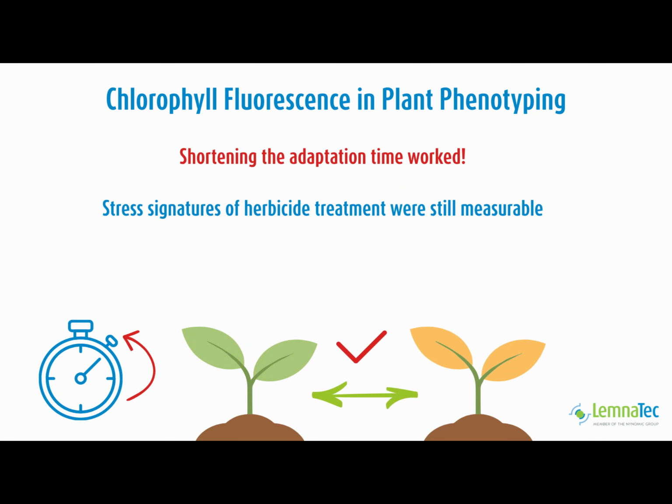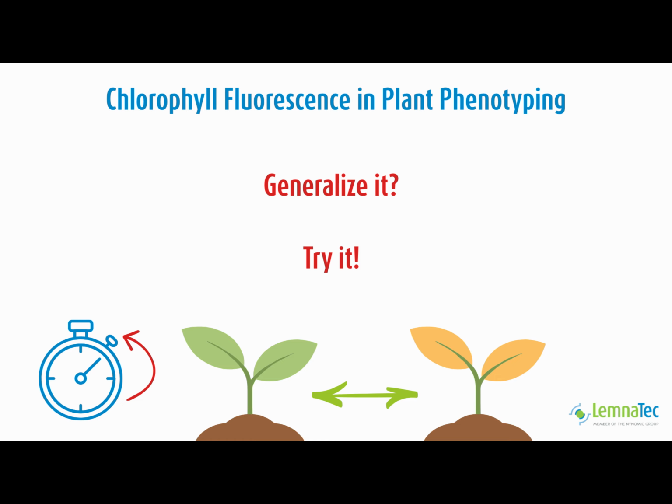So coming back to the initial question, is it possible to shorten down the adaptation time when you operate chlorophyll fluorescence in plant phenotyping? I would say yes. The demonstration case with the herbicide showed that even after strongly shortened adaptation time, stress detection and stress discrimination was possible. Can we generalize that? I can't say at the moment. At least it's worth a try.